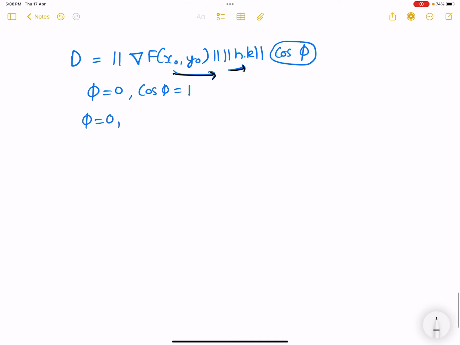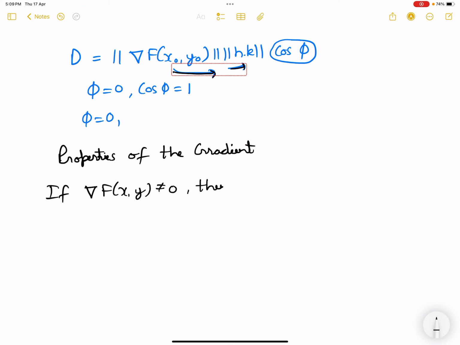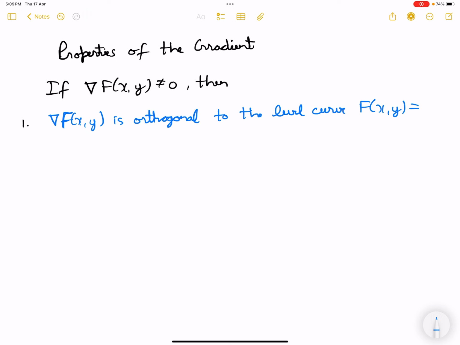So what is our purpose? Firstly, let's write some properties of the gradient. Now the first property is, if the gradient is not equal to 0, then first case, this gradient of f(x,y) is orthogonal to the level curve f(x,y) equals to c.